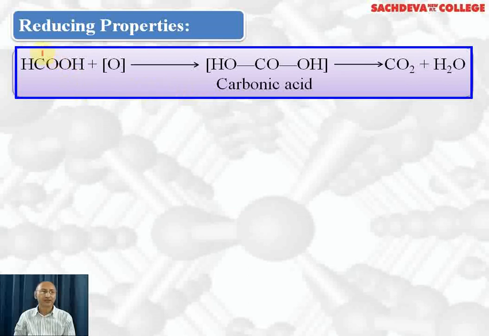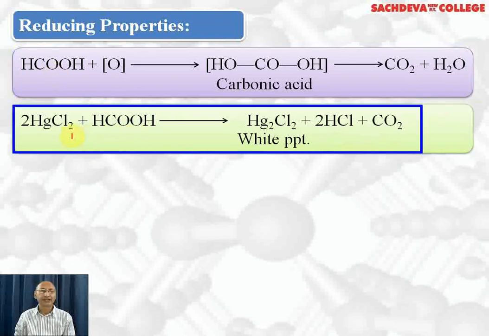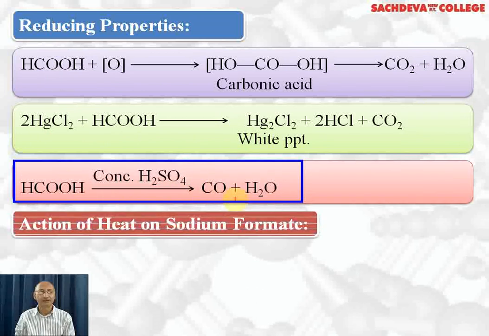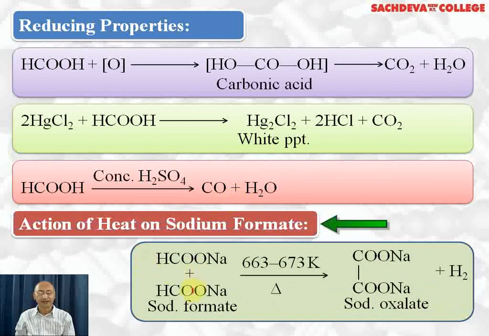So due to aldehyde group on this side, it gives some of the reactions of aldehyde group also. It being a reducing agent, it reduces mercuric chloride to mercurous chloride, which is white precipitate. Formic acid undergoes dehydration with concentrated sulfuric acid to give carbon monoxide and water. Action of heat on sodium formate. If you heat 2 moles of sodium formate at 660 through 673 Kelvin, we get sodium oxalate, which on acidification will give oxalic acid. So if you want to convert formic acid to oxalic acid, react it with NaOH and then heat to get sodium oxalate. On acidification, you will get oxalic acid.